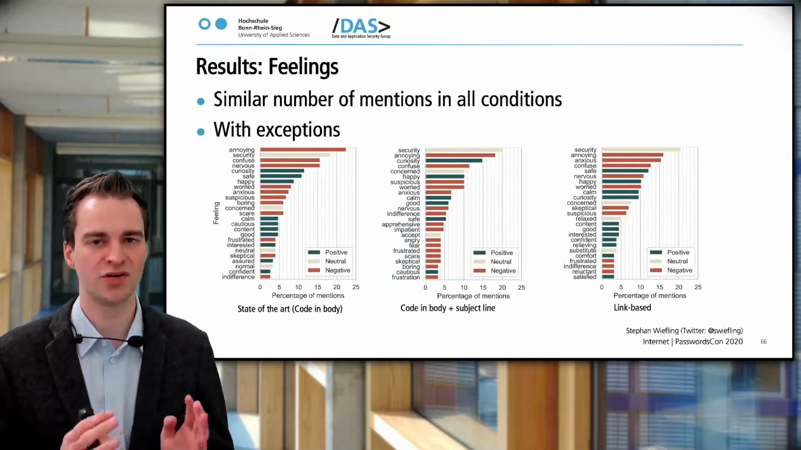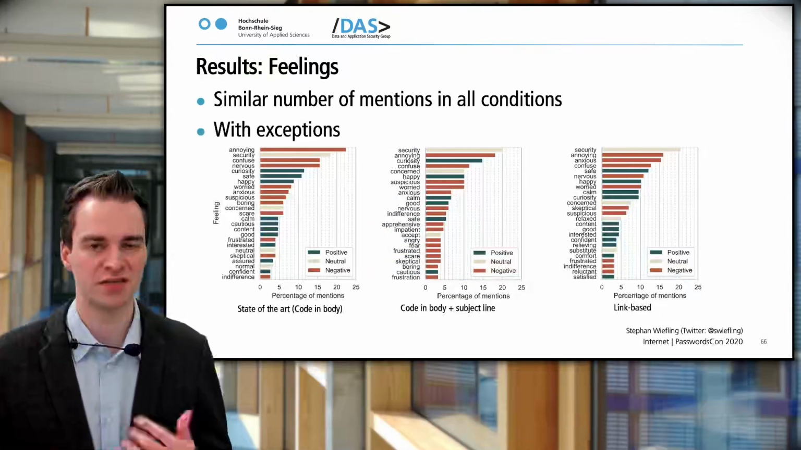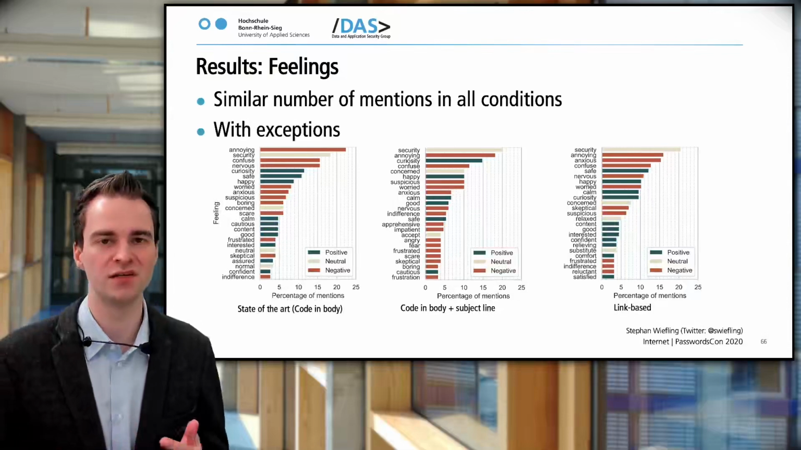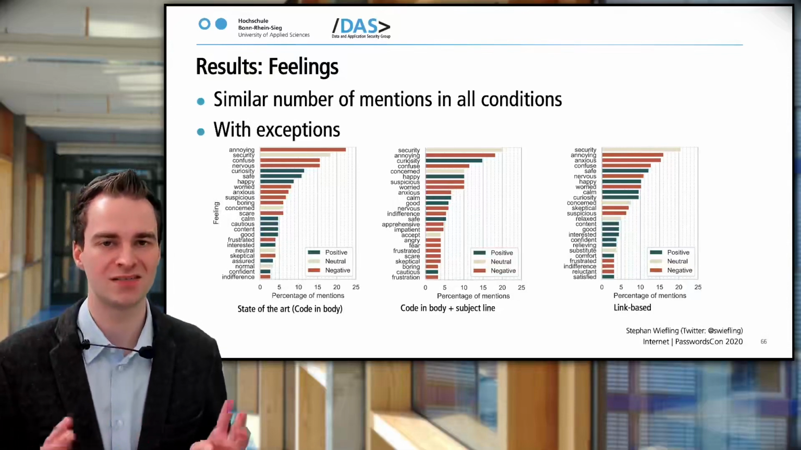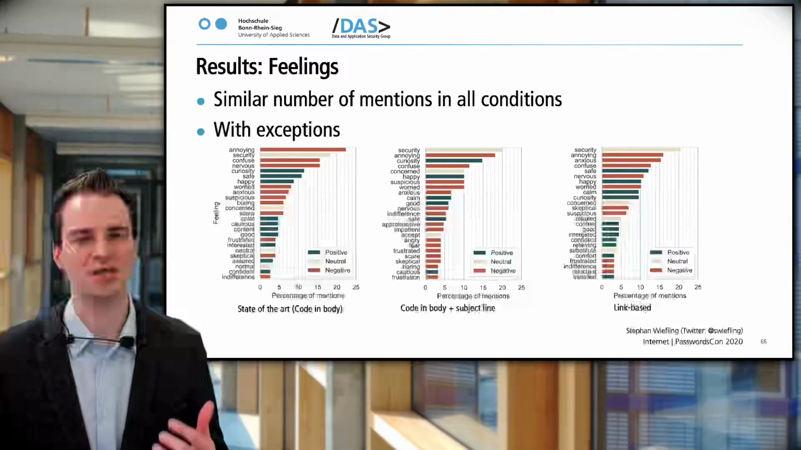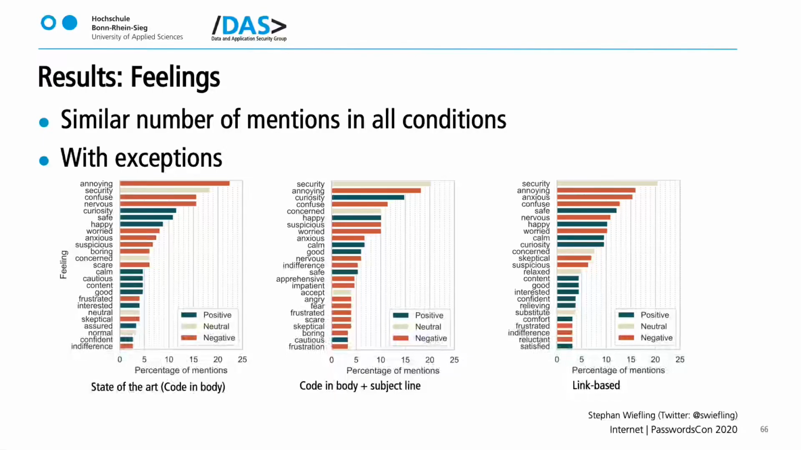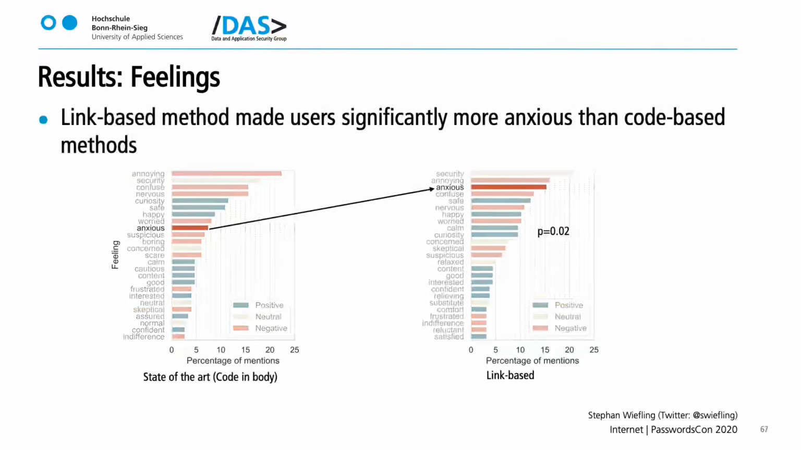And across all the 3 conditions, we have positive feelings, negative feelings, but overall they are quite similar here. But we really had some differences between the conditions, which were quite interesting. One of them was, if you're just using a link-based method, the people were significantly more scared, more anxious in that case. And why is that?